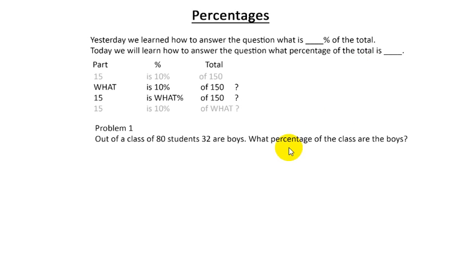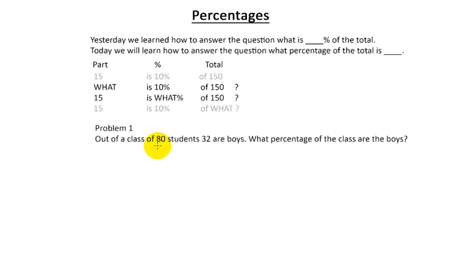Here we have a problem where it says, out of a class of 80 students, 32 are boys. What percentage of the class are boys? Just the question, what percentage, should tip you off that we have this kind of problem. Now, how do I solve this kind of problem? What I need to do, basically, is divide the part by the total.